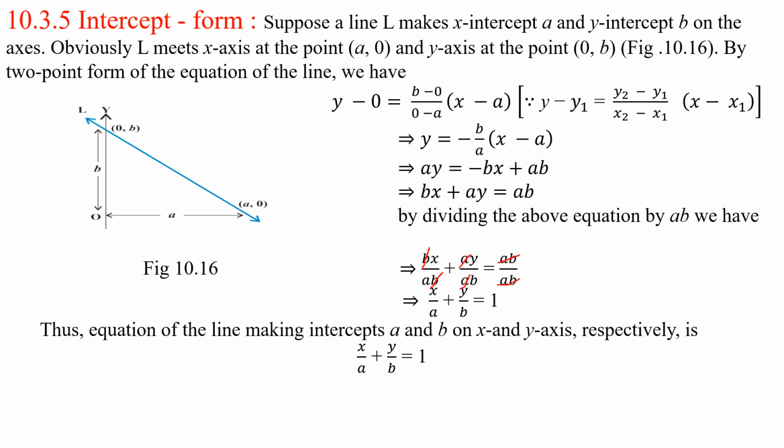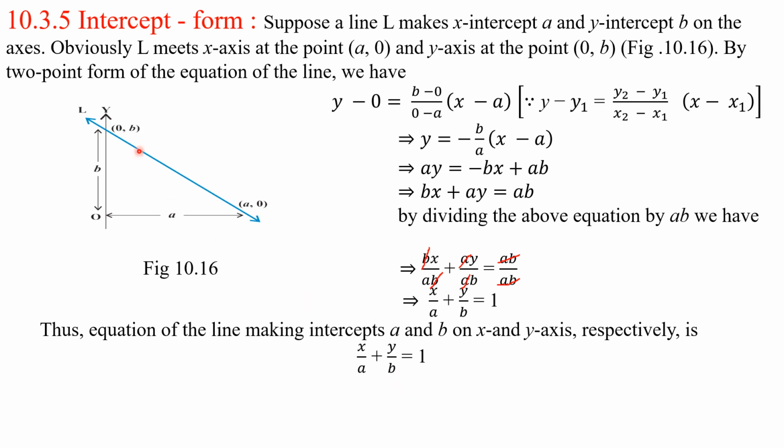Understood this point, my children? So after cancellation, what will we get as the first term? x by a. Plus what will we get as the second term? y by b is equal to 1. Understood this equation, my children? Thus, the equation of the line making intercepts a and b on the x and y axis respectively is x by a plus y by b is equal to 1. Please remember this equation, my children. This is called the intercept form of a line.